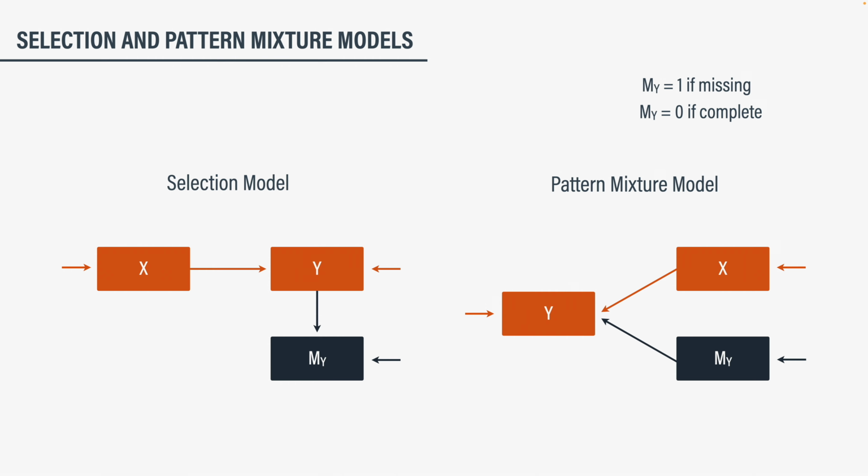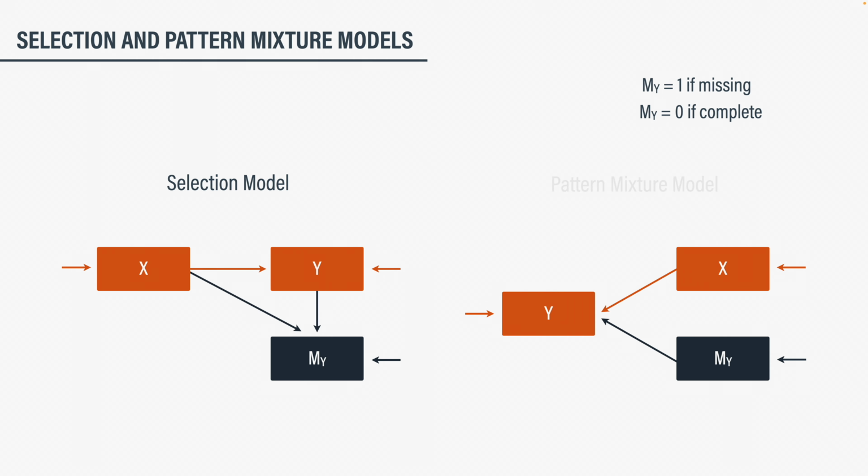A missing not at random process says that even after we control for a model's observed data, there's an association between the unseen Y scores and missingness. Selection models and pattern mixture models introduce this association in different ways. The selection model on the left incorporates an additional regression equation where Y predicts missingness. The model can also include direct pathways between the predictor variables and missingness.